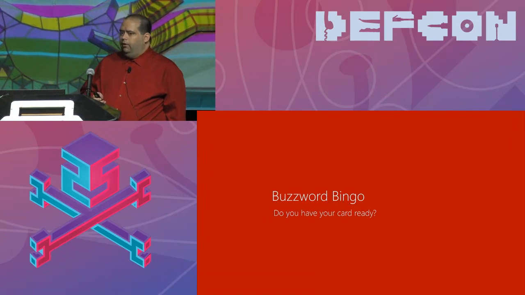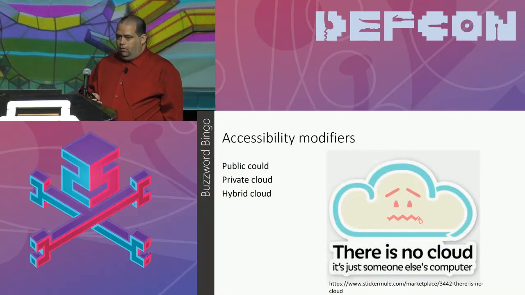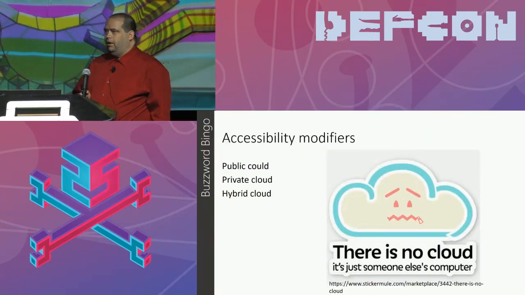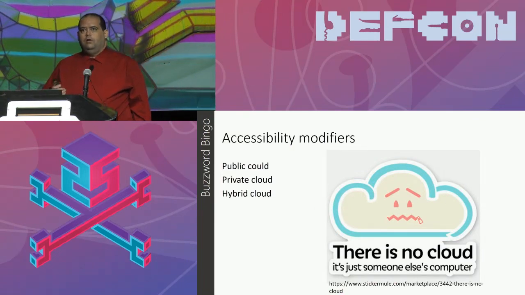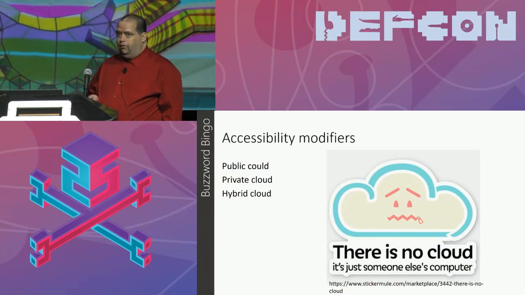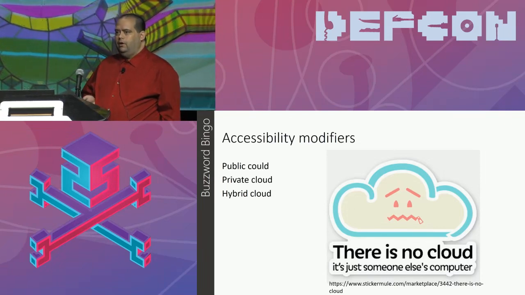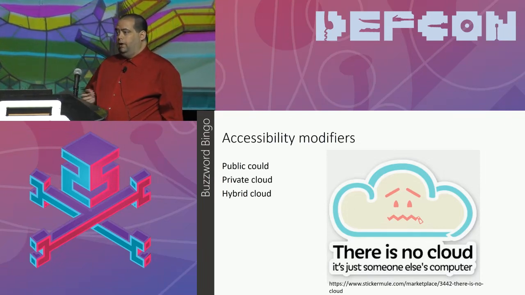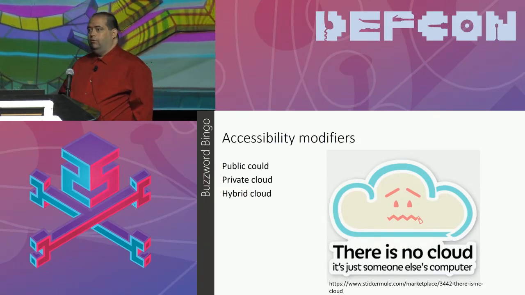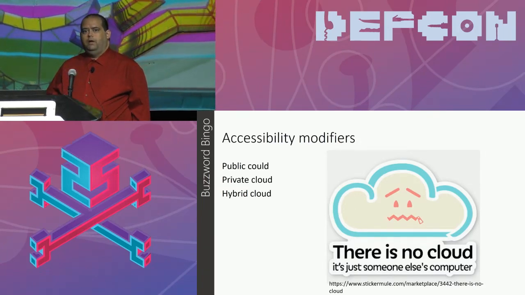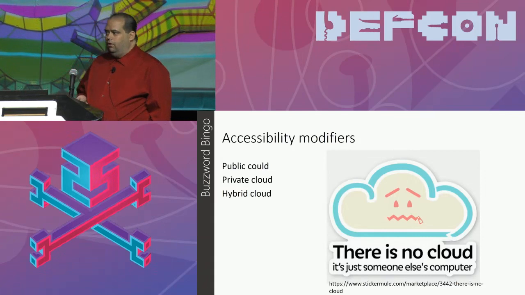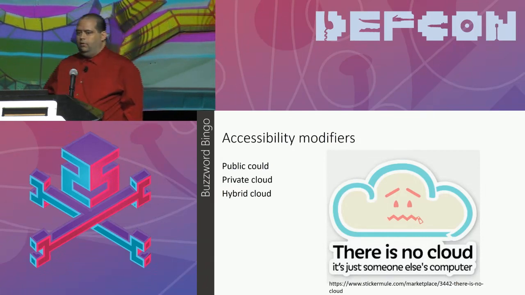So what do you need to know about the cloud to get started? Well, let's talk about accessibility modifiers. Much like programming, clouds have accessibility modifiers as far as what you can access. Public cloud is what most people think of with AWS, Azure, Rackspace, any of the big public providers, which are available to anybody who wants to pony up the money to run their code or run their environments in those.